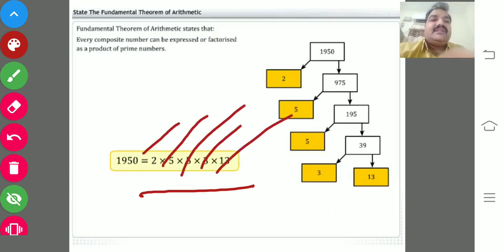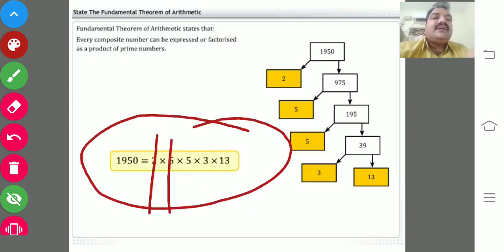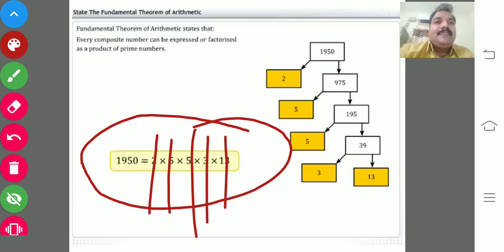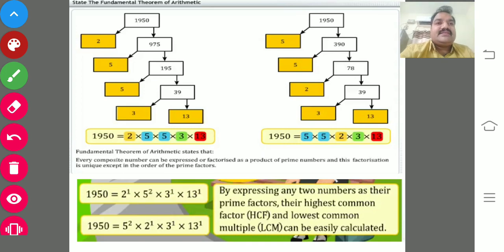If you observe that, all are prime numbers: 2, 5, 5, 3, 13. So you can state that every composite number can be expressed or factorized as a product of prime numbers. That is the fundamental theorem of arithmetic. I hope you could understand.